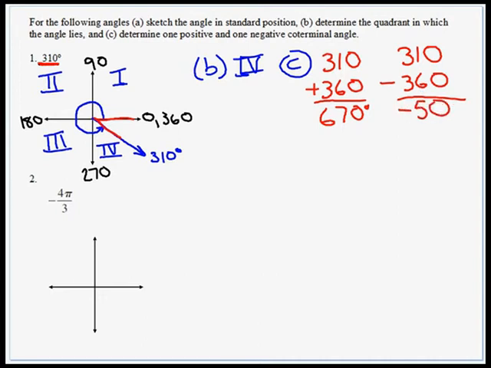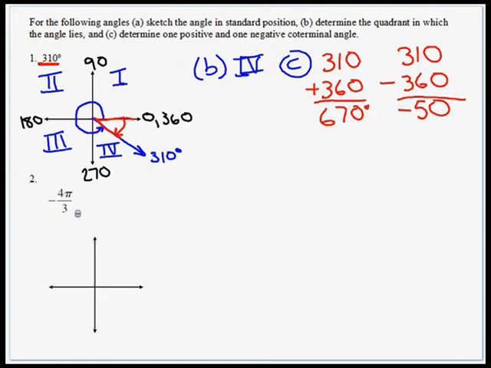And remember, negative angles are the ones we measure clockwise. So we're starting here at the initial side, and we're going in the negative angle direction until we hit this terminal side, negative 50. So that was question 1, which was in degrees.